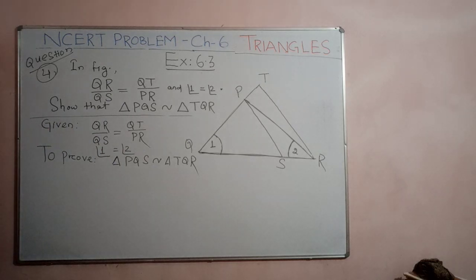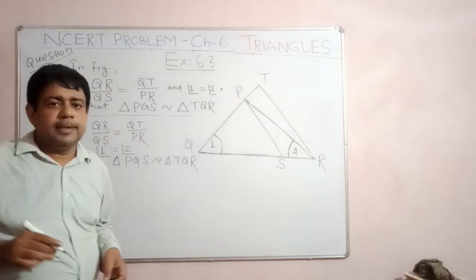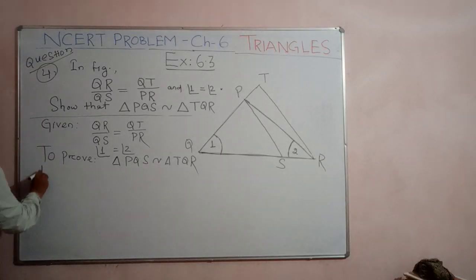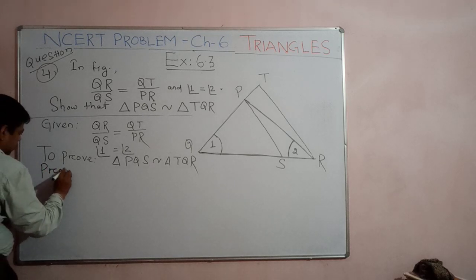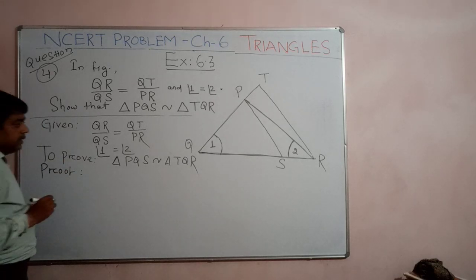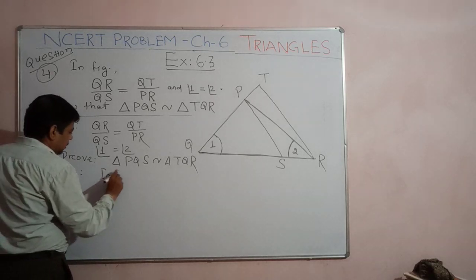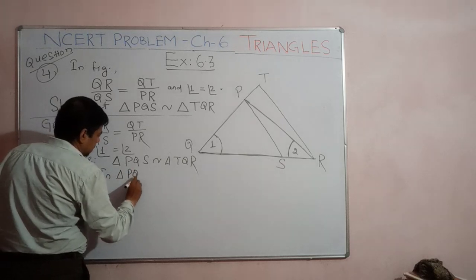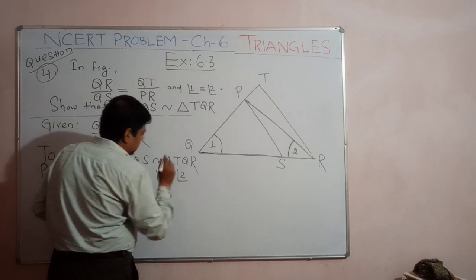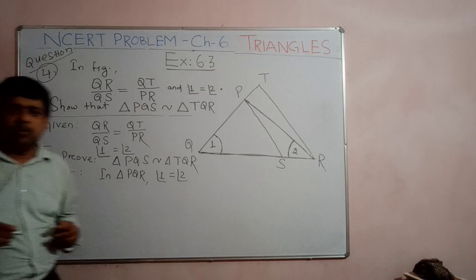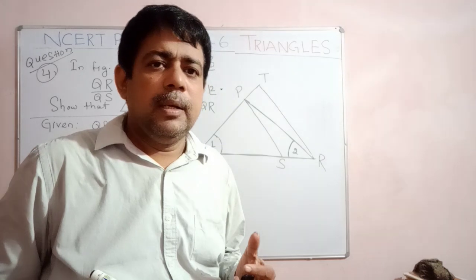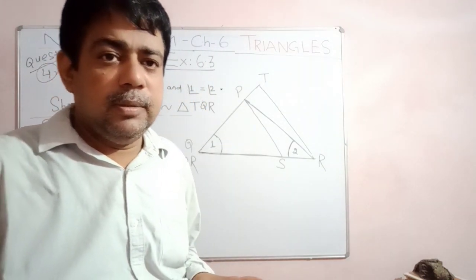In the given diagram, it is given that QR by QS is equal to QT by PR, and that angle 1 is equal to angle 2. You have to prove that triangle PQS is similar to triangle TQR. Is it clear? Understand?